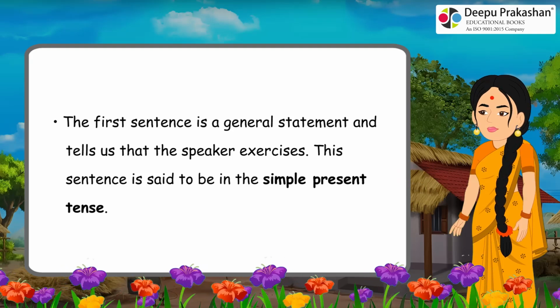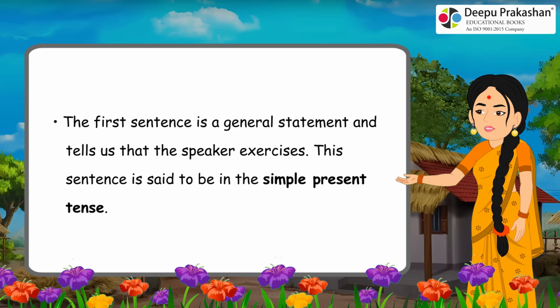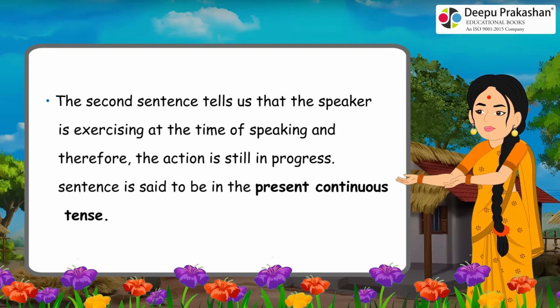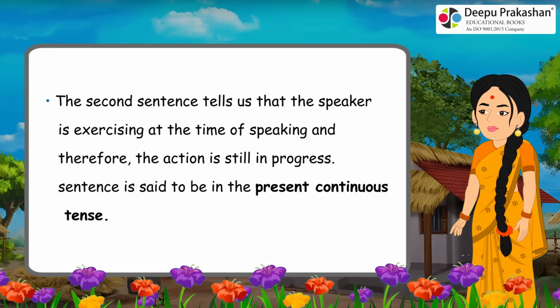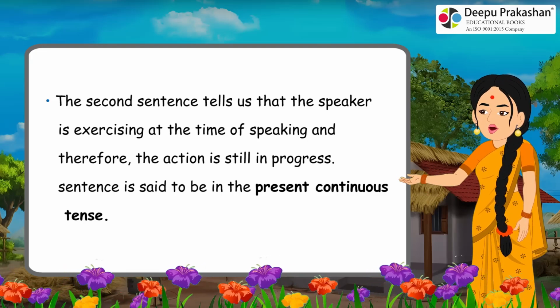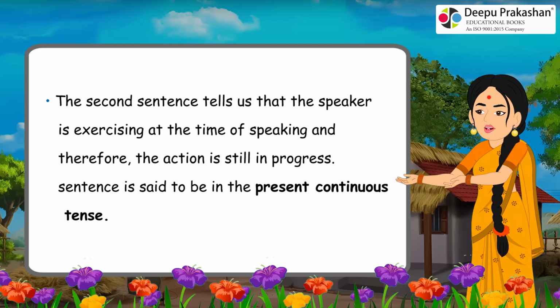This sentence is said to be in the simple present tense. The second sentence tells us that the speaker is exercising at the time of speaking and therefore, the action is still in progress. This sentence is said to be in the present continuous tense.